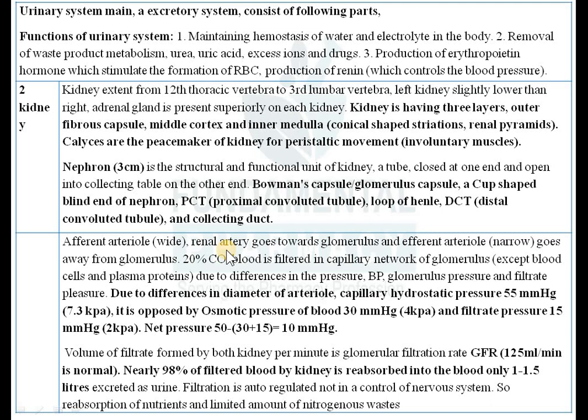The mesh or network of arterioles is found in the Bowman's capsule, so there will be filtration of blood. Blood is filtered in the capillary network of the glomerulus. Filtration means removal of everything except blood cells and plasma proteins. So where will the blood be filtered? In the glomerulus. What will be filtered? Everything. What will not be filtered? Only blood cells and plasma proteins will not be filtered; everything else is filtered.